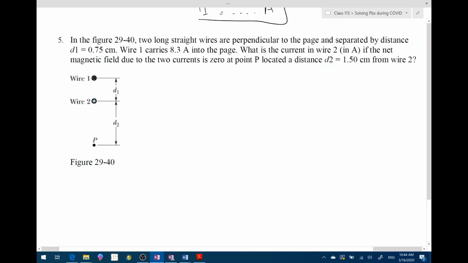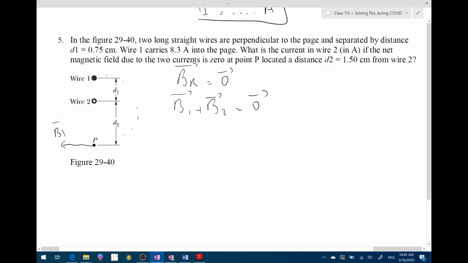So once again I start with the resultant field at point P is 0, and the resultant field at point P is due to B from wire 1 and B from wire 2. The problem is I have to figure out the sense of the magnetic field. Wire 1 carries a current that goes into the page, so according to the right hand rule it creates a magnetic field directed at point P that way.